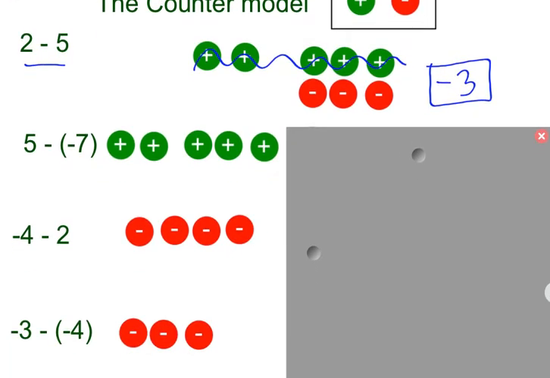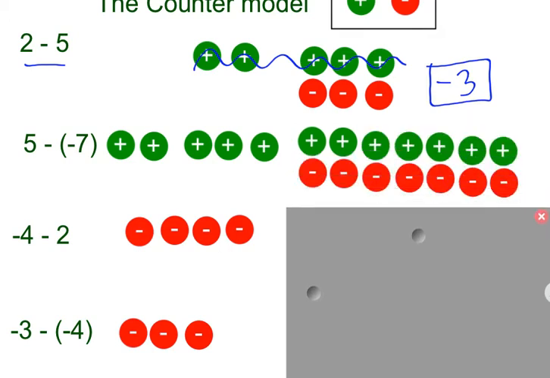5 take away negative 7, or 5 subtract negative 7. In this case, I have to take away 7 negatives, but all I have are 5 positives. So in order to be able to take away 7 negatives, I have to create 7 new 0 pairs. I'm just adding 0 here, so it's not changing it. It's still 5. And I'm going to get rid of the 7 negatives, and I'm left with 12 positives.